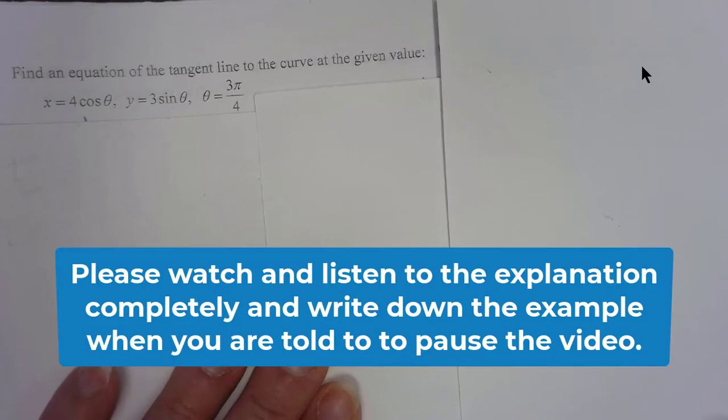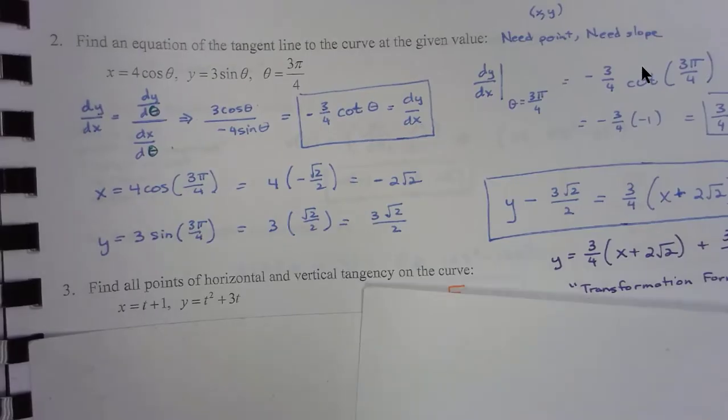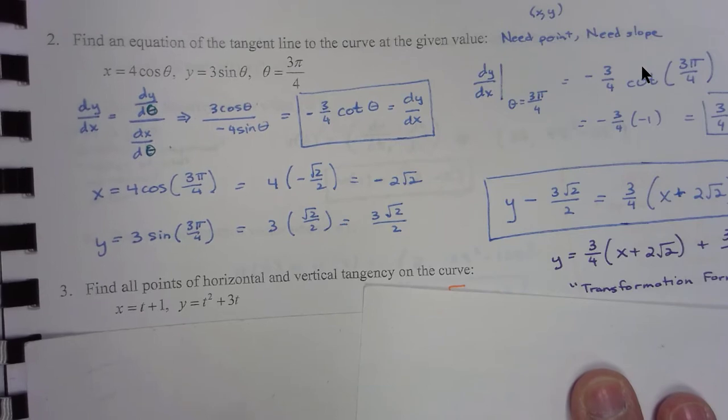Again, please give me a moment to explain the example. You will be given the opportunity to write it down after the explanation. For number 3, again, let me explain the example, and then you can write down the work at the end of the explanation. Find all points of horizontal and vertical tangency on the curve.